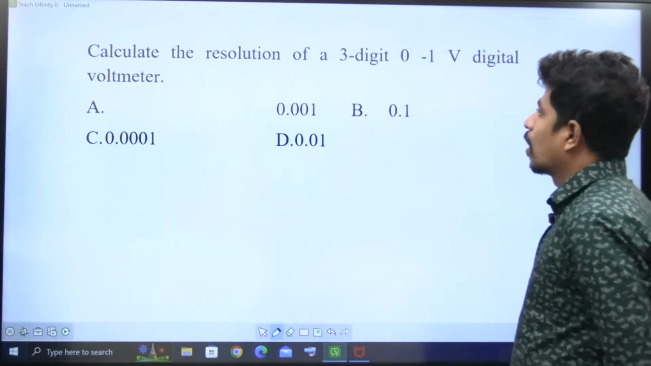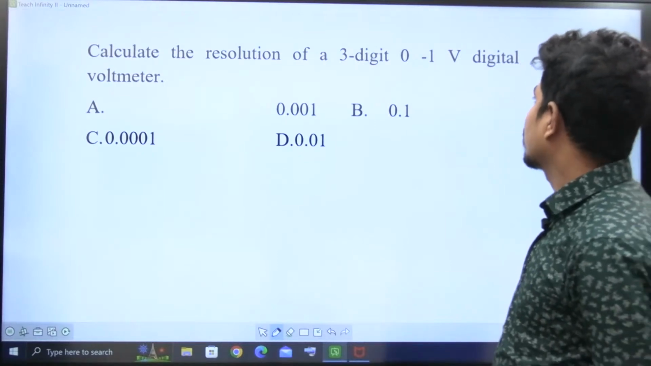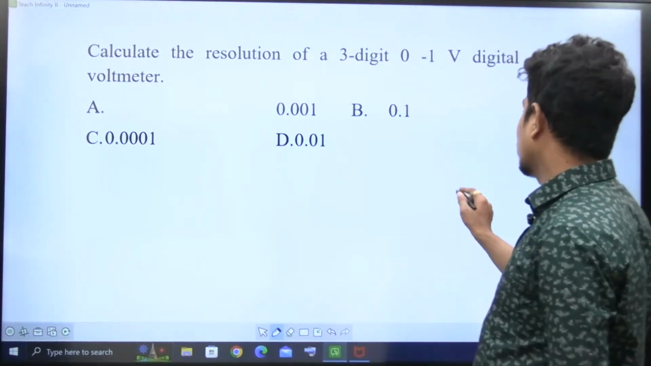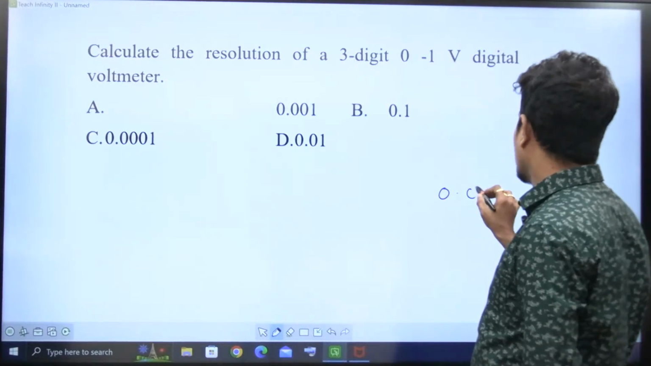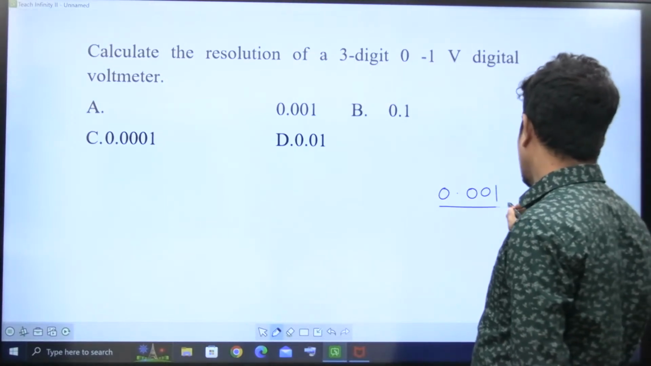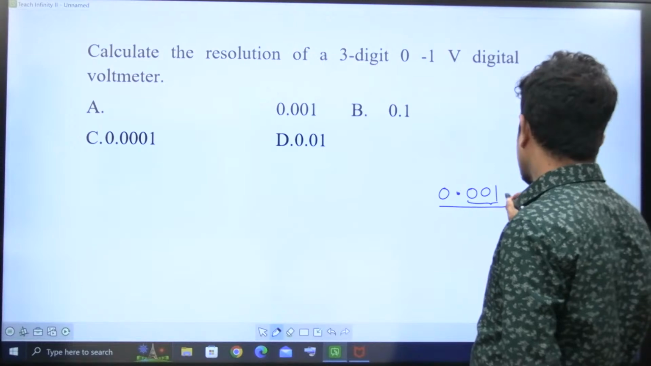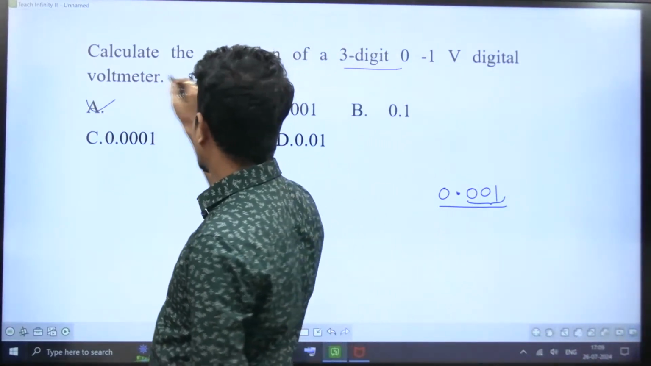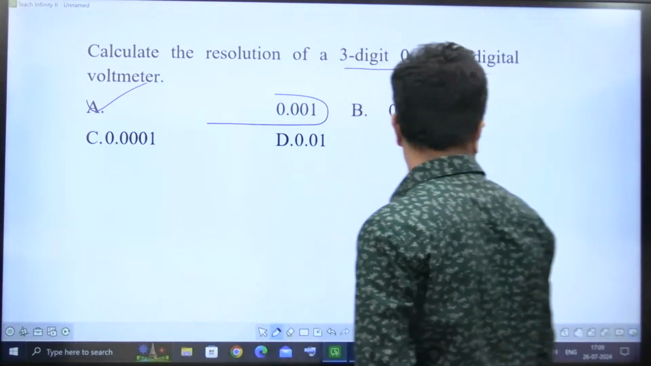Okay. Calculate the resolution of a 3-digit, 0 to 1 volt digital voltmeter. Very easy. 0.001, that's all. 3 digits you must have, right? Option is A, 0.001.